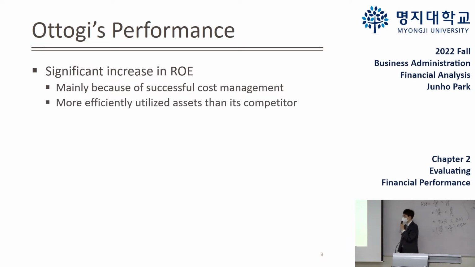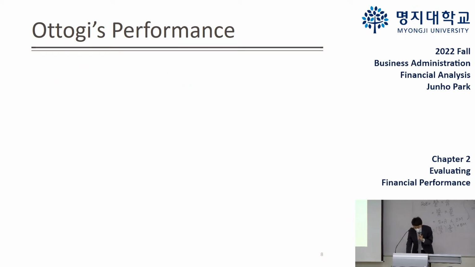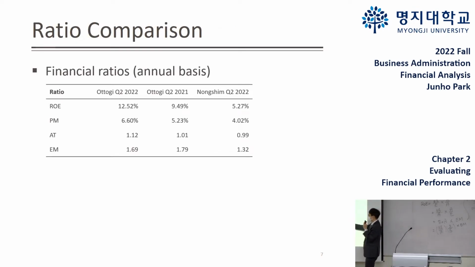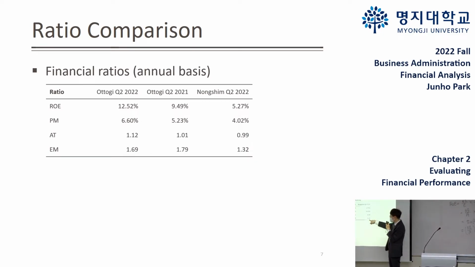And secondly, if we take a look at the asset turnover, it is slightly larger than its competitor's, and it is not because of high leverage. So let me go back to the previous slide. If we do not look at the second column, you can say, okay, look here, Nongsim has an equity multiplier of 1.3, and Ottogi has an equity multiplier of 1.7. So basically, Ottogi has a lot of leverage compared to Nongsim. So this is one of the reasons. However, you cannot interpret it this way because of the second column.